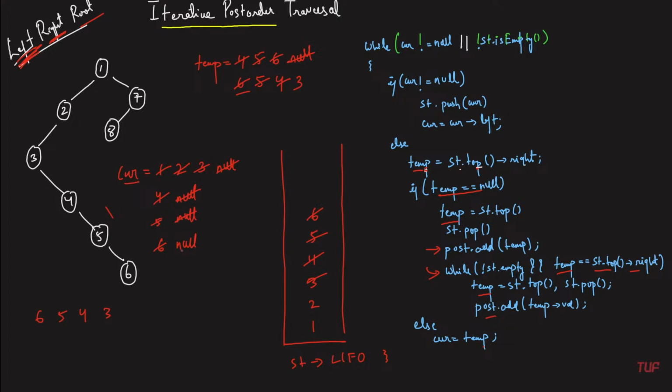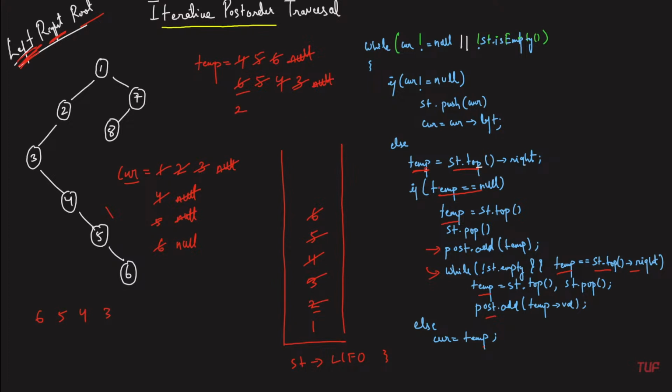This time cur is still null. So I'll go back again, and temporary will be st.top right. So when I have st.top, that's 2. Cur right will be null again. So if I have null again temporary, I again perform these following steps. Temporary says, why don't you take the top? So 2 is taken and it's popped out.